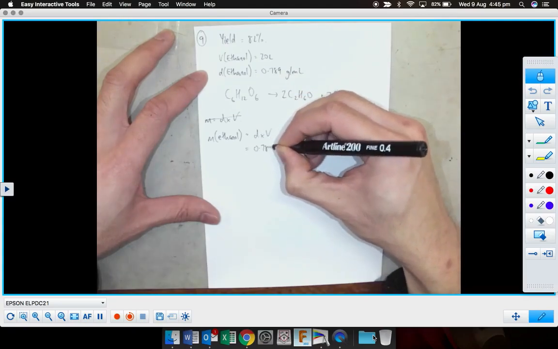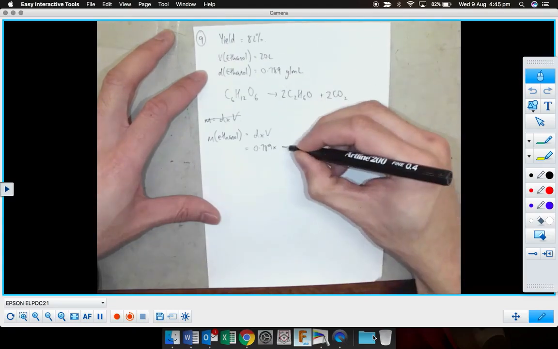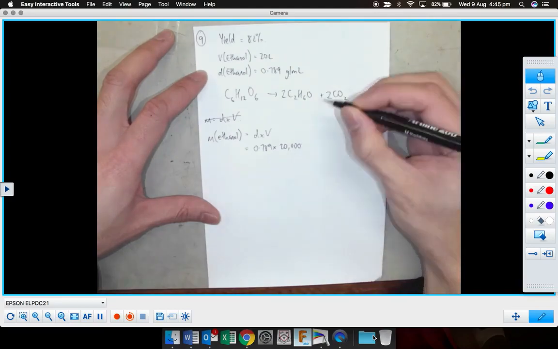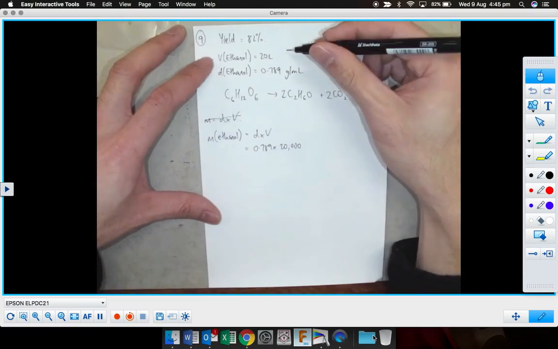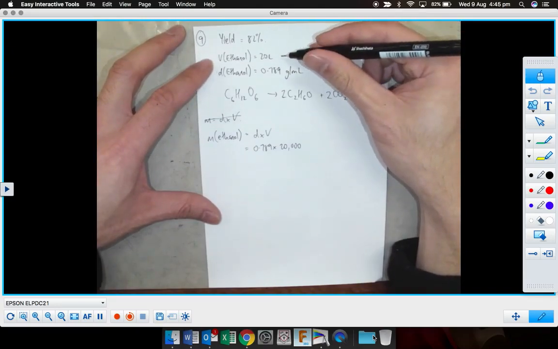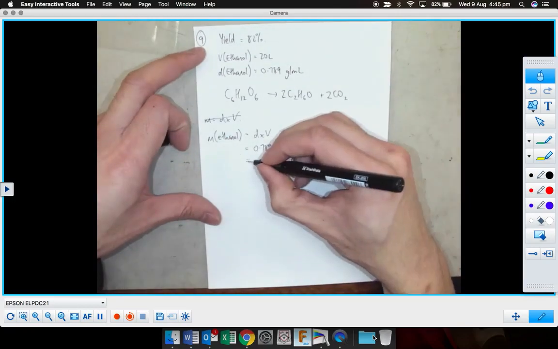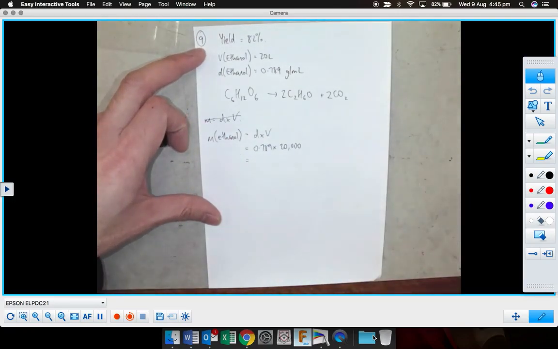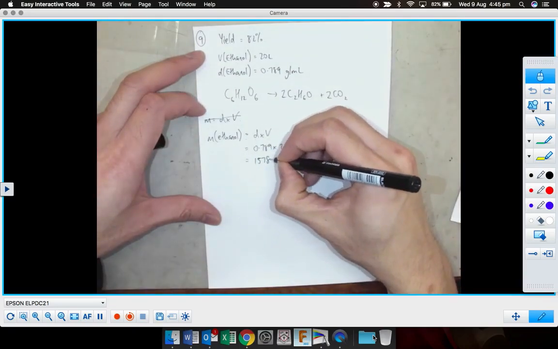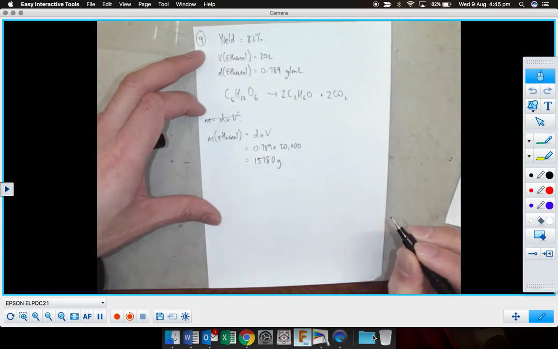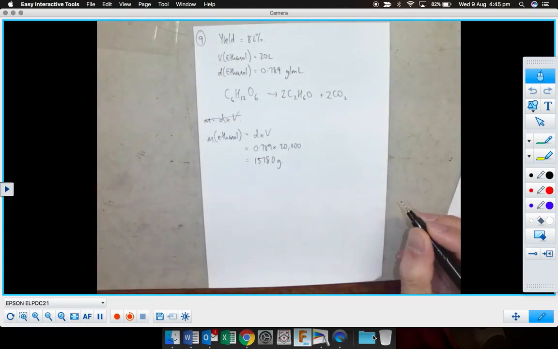which will be equal to D times V. Density 0.789 times 20 liters. I've got to make sure that my units for the density and volume are the same, one is in liters, one is in mils, so I'm going to convert the volume into mils, which is 20,000, which gets me to what value? That gets me to 15780 grams.